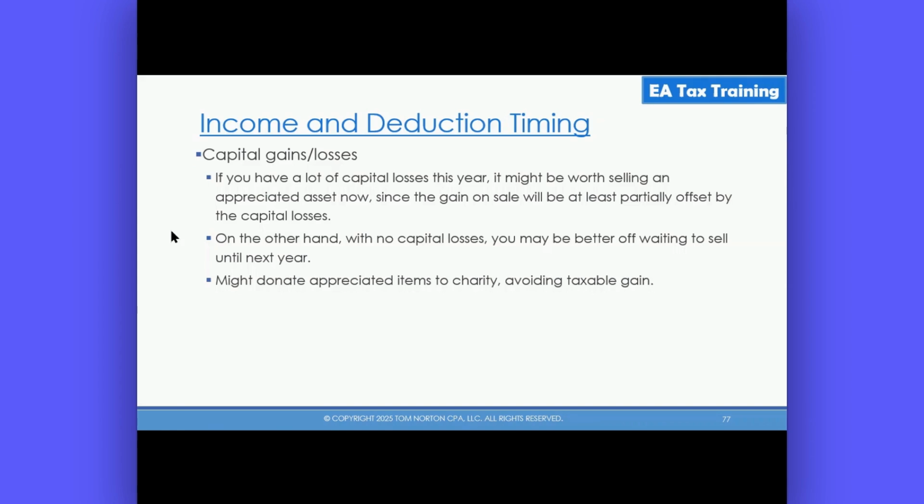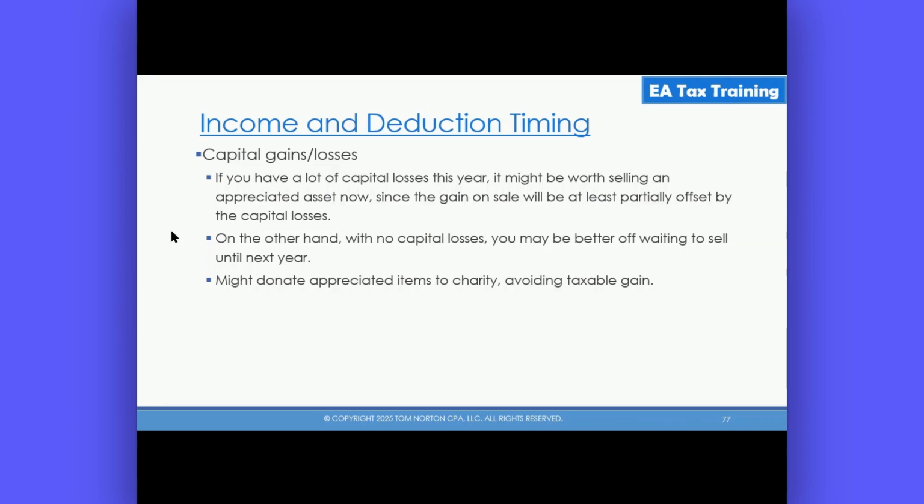Now, you could have the opposite situation where you don't have any capital losses. So you might be better off just waiting to sell it until next year. So maybe they've got this stock that they think, you know what, I think I want to sell it. And you can talk to them, and let's say it's December. You can say, hey, if you think that this is going to hold its value here for a few more weeks, then you might just want to wait until January. So that way you're not taxed on it until next year rather than being taxed on it this year. So that might be a strategy that you could use as well.